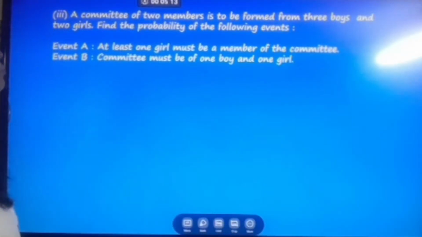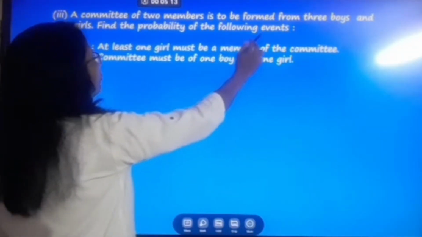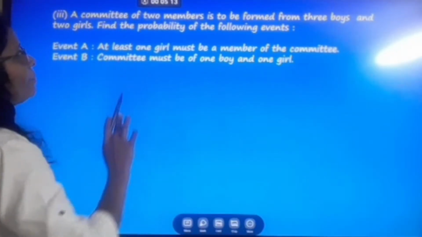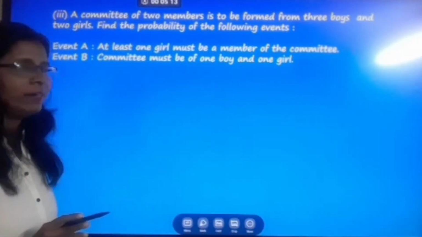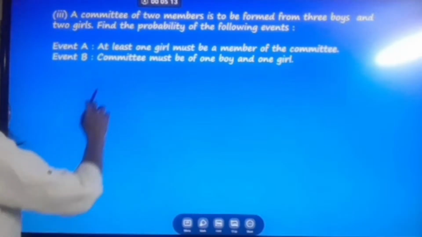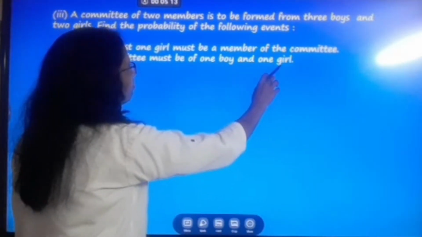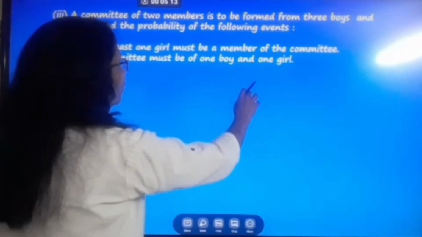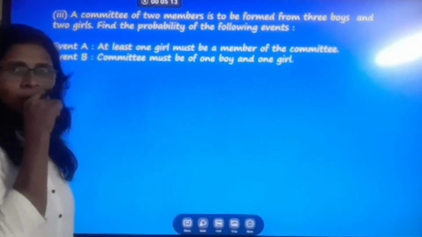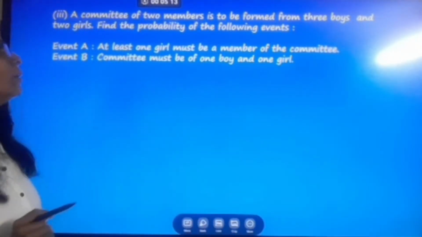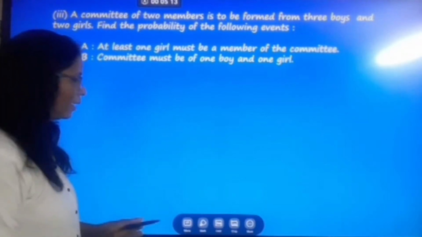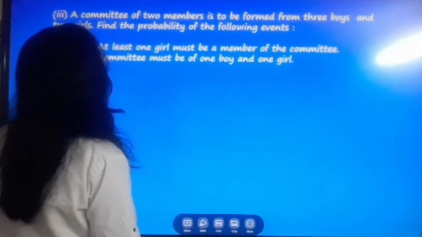A committee of 2 members is to be formed from 3 boys and 2 girls. Find the probability of the following events. Event A, at least one girl must be a member of the committee. Event B, committee must be 1 boy and 1 girl. Okay students, and here first we write down the sample space.